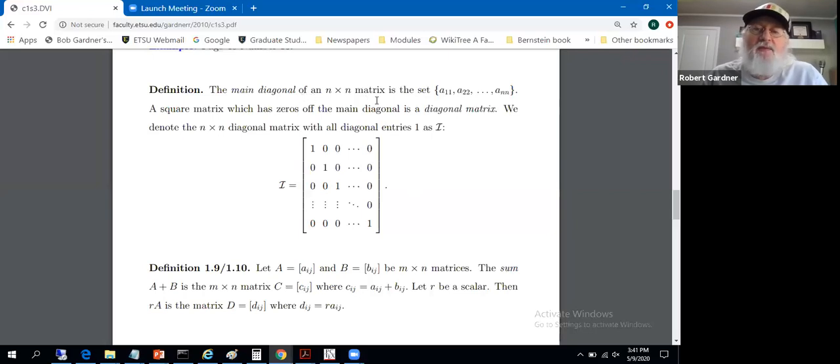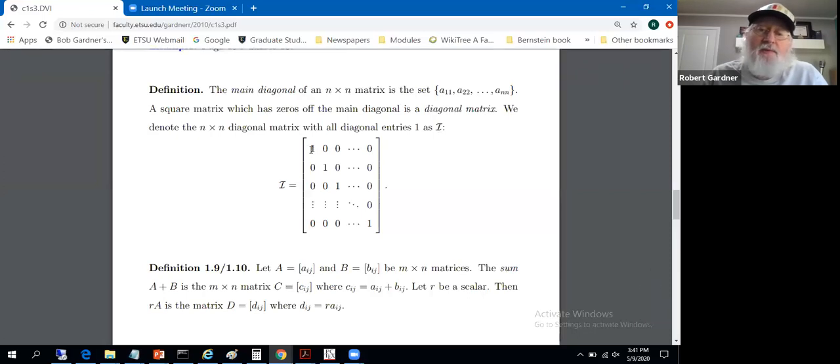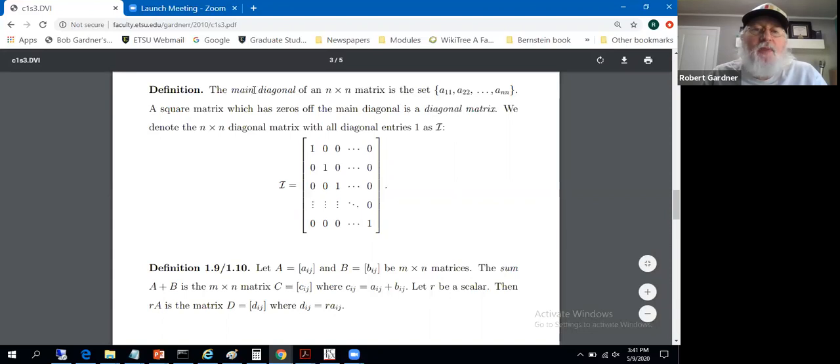The main diagonal of an n by n matrix is the entries A11, A22, through A sub n n. So, here's a matrix. It's not matrix A, but it looks like a square one. The 1,1 entry, the 2,2 entry, the 3,3 entry, and so forth, are the elements that make up the main diagonal of a square matrix. The reason it's called main diagonal is not our problem.